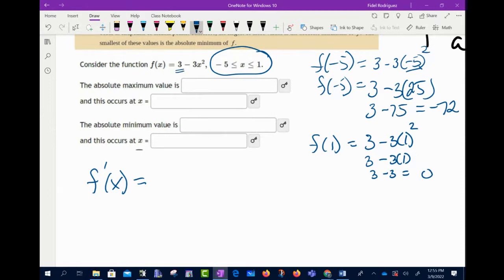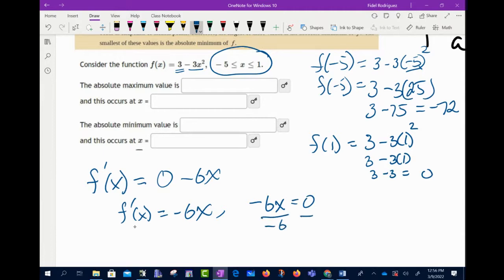Question, what's the derivative of 3? 0. What's the derivative of a negative 3x squared? Negative 6x. So f prime of x is just negative 6x. Now what we're going to do is set the derivative equal to 0, and we solve for x, and we're coming up with x equals 0. This here, y'all, is my critical value.